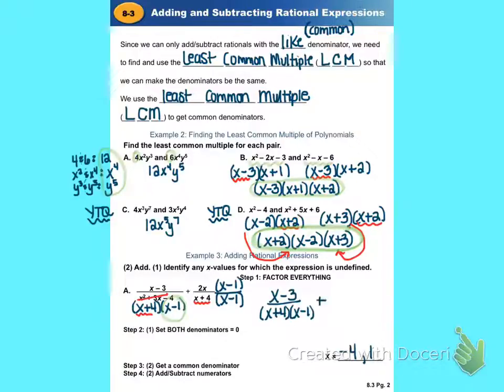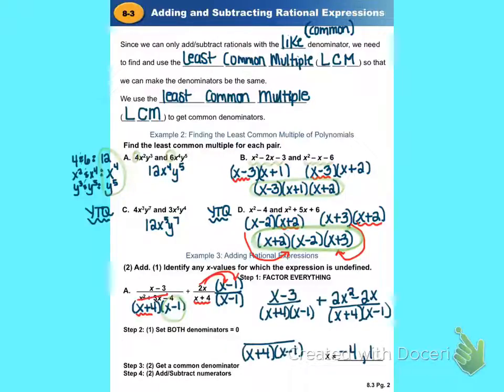And now I'm going to add to it what I get here. Well, I want to go ahead and distribute this first to make sure I know exactly what that numerator is. It's going to be 2x squared minus 2x, and then over the common denominator of x plus 4 and x minus 1. And now I can go ahead and add the numerators together. So my denominator I know is going to be x plus 4, it's the common denominator, and x minus 1.